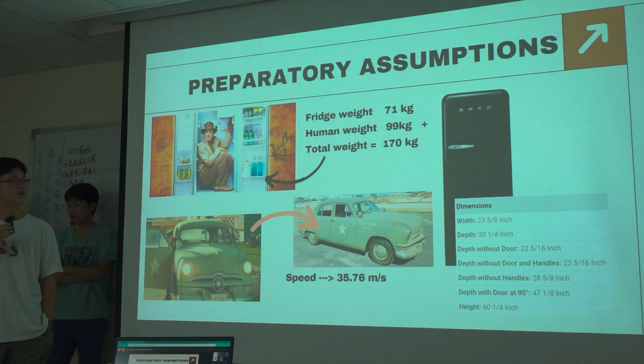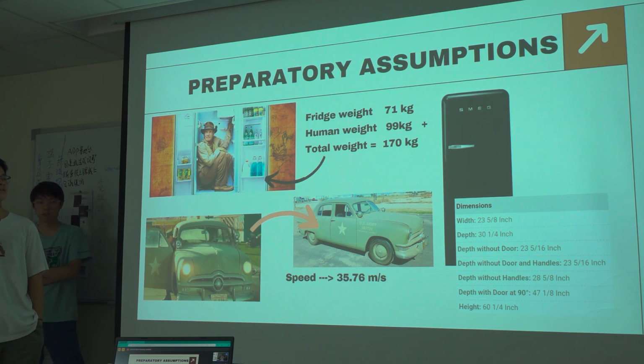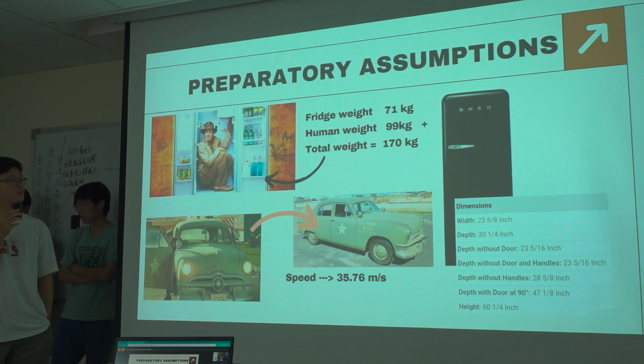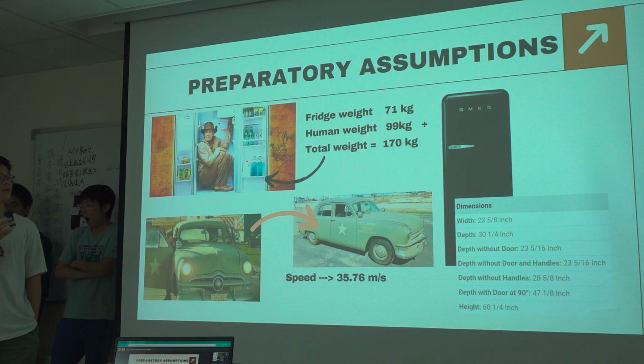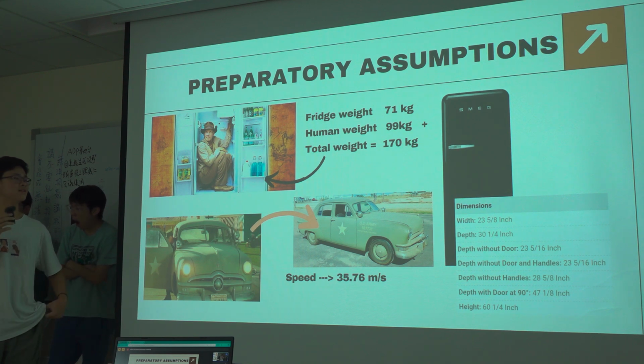Next, I'm going to assume the fridge weight. I'm going to pick this type of fridge, which has this dimension in inches. If we convert, the width is about 2 meters, the depth will be 0.76 meters or 0.7 without the door and handles, and the height will be 1.5 meters or below. Then I'm going to consider Indiana Jones to be 99 kilograms to make the total weight 170, since it's easier to count.